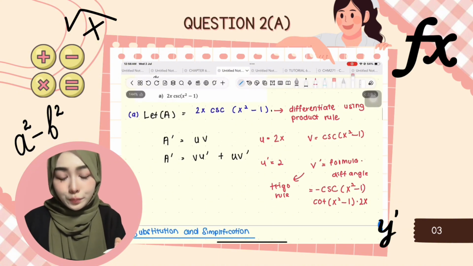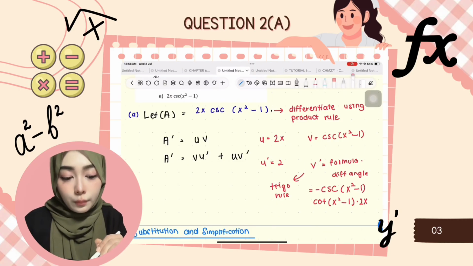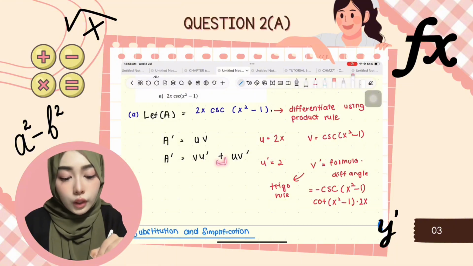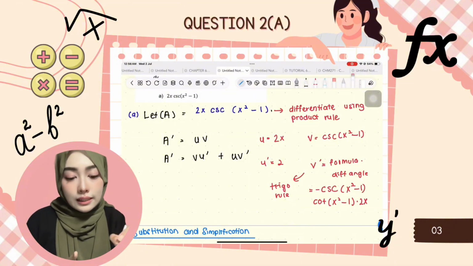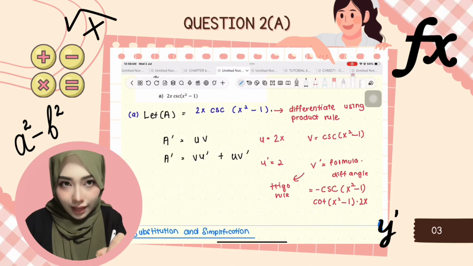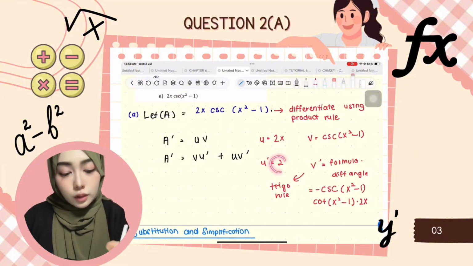So differentiate a, a prime equals uv. I just write down the product rule formula, that is vu prime plus uv prime. So we just list down u and v. Our u right here is 2x and our v right here is cosec(x² − 1). So we differentiate 2x, we will get 2.